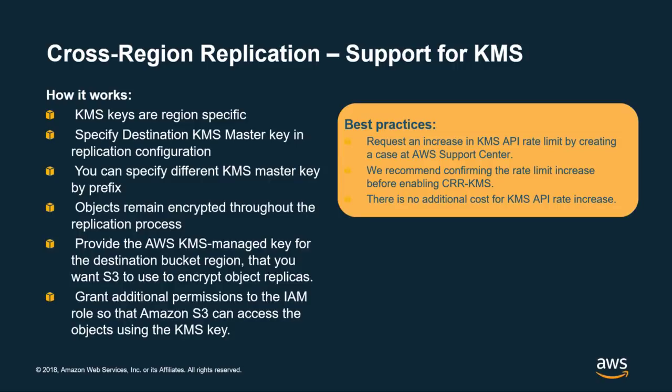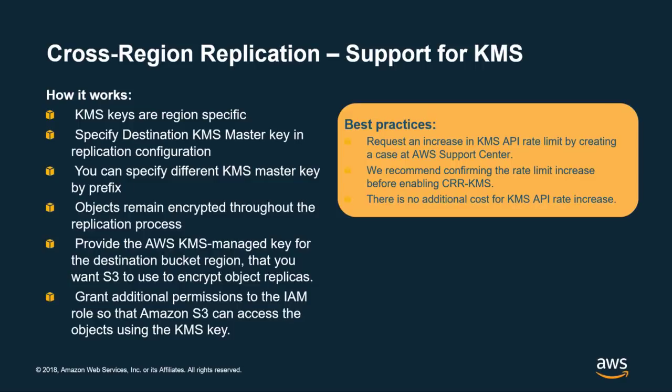KMS cross-region support, just to close off on that, as we've mentioned, and summarize the combination of these two. KMS keys are region-specific. You can specify different KMS master keys by prefix. The objects remain encrypted throughout the replication process, and you provide the AWS KMS management key for the destination bucket region that you want S3 to use. And you need to go in and grant additional permissions to the IAM role so that S3 can access objects using KMS keys.